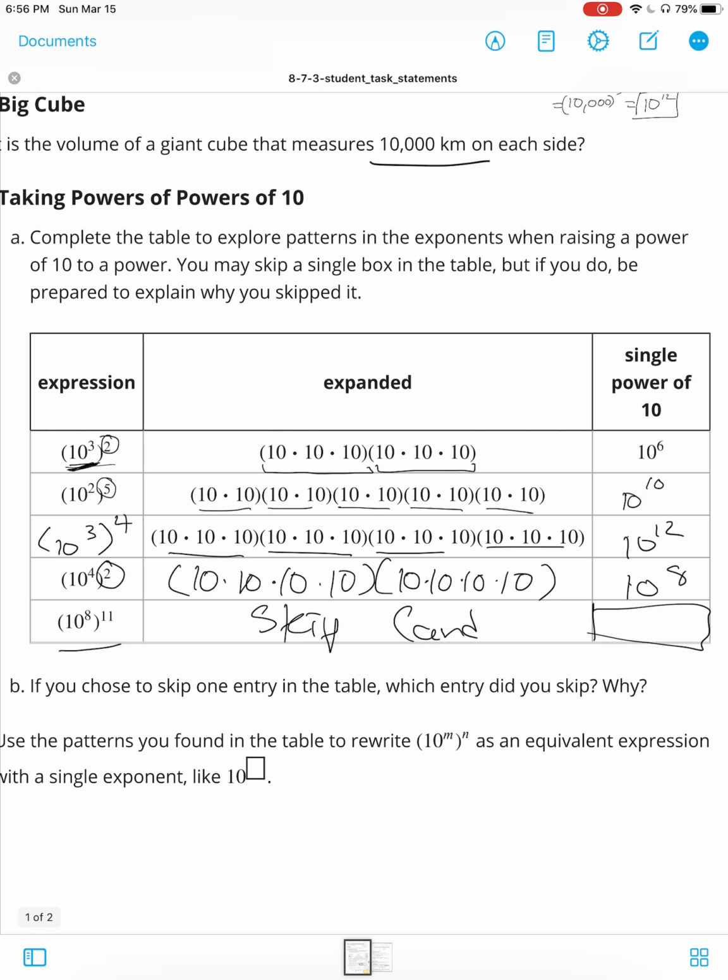I've been noticing that we're multiplying the exponents up here. 3 times 2 is 6. 2 times 5 is 10. 3 times 4 is 12. 4 times 2 is 8. 8 times 11. 88. Okay, that's not how I draw my eights, but yep, 10 to the 88.